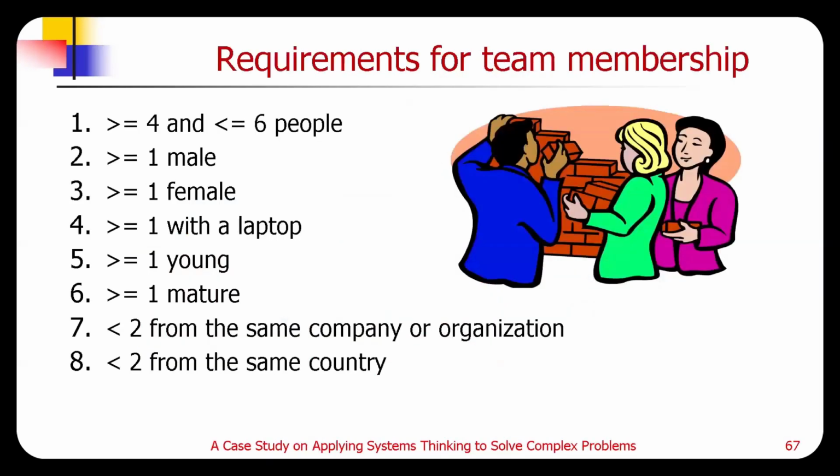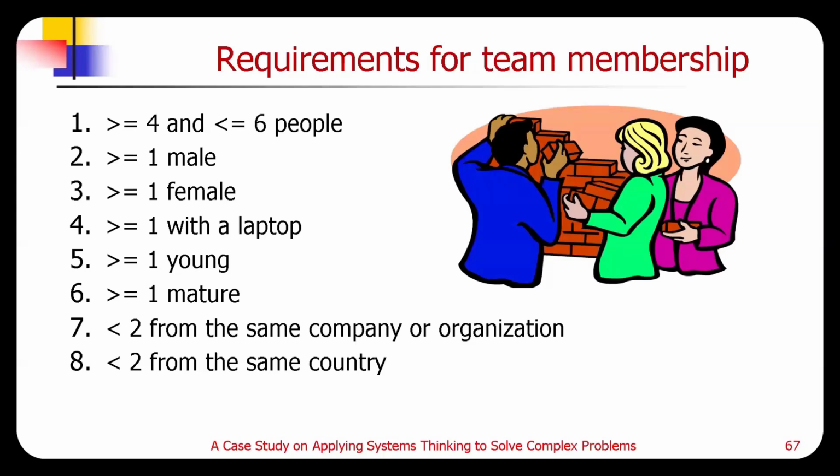For example, the requirements for team membership. Between 4 and 6 people, 1 male, 1 female, 1 with a laptop, 1 young, 1 mature, less than 2 from the same company or organization, and less than 2 from the same country. Think about why those are the requirements for team membership.